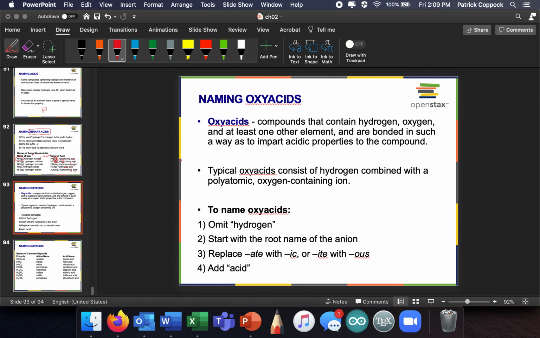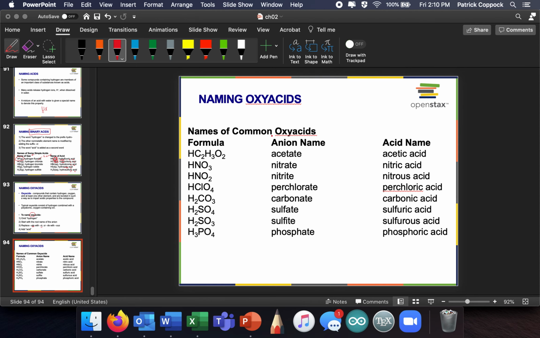Now, oxoacids have oxyanions in them, right? Hydrogen, oxygen, and other things, okay? So to name oxoacids, the author of this text calls them oxyacids. Same thing. They omit the word hydrogen. They start with the root name of the anion, and then they replace the ate with the ic. This is going to be easy. You can see why it is absolutely critical that you know these polyatomic ions. Critical. So if we have acetate, then we name acetic acid.